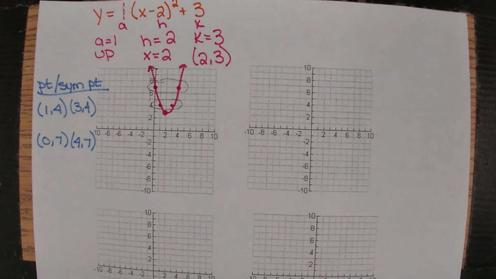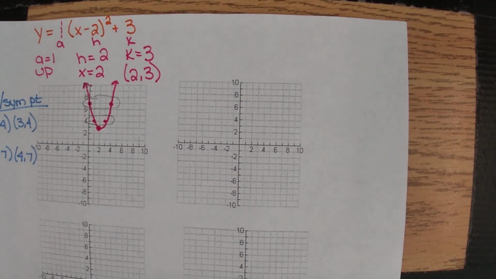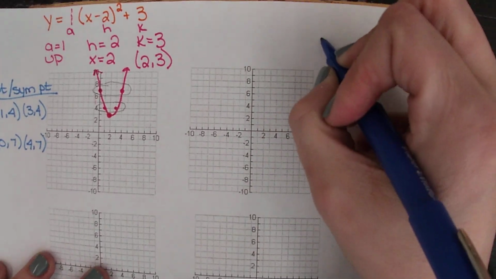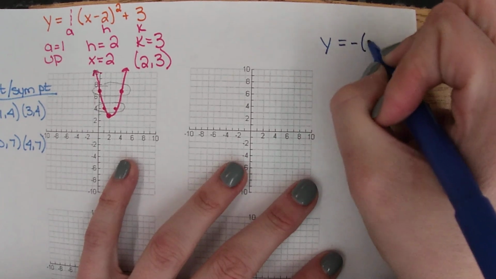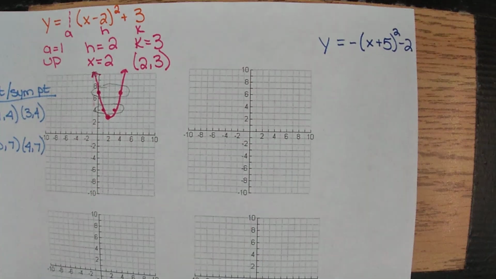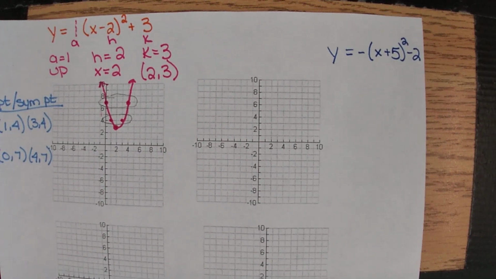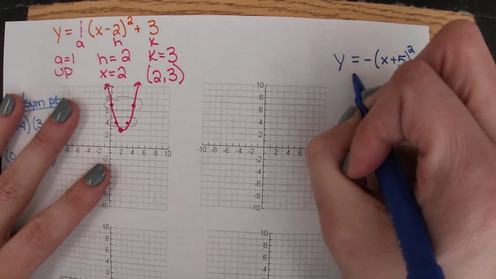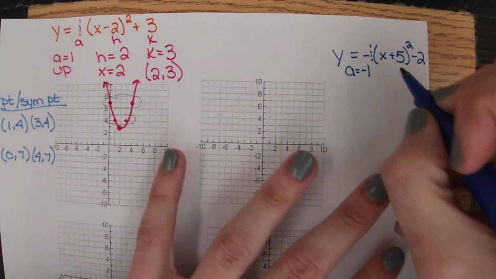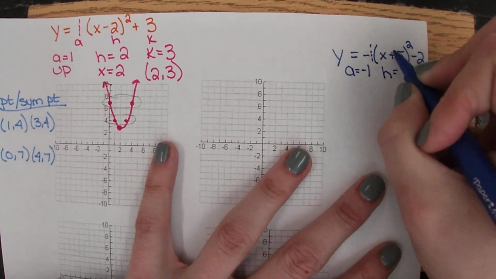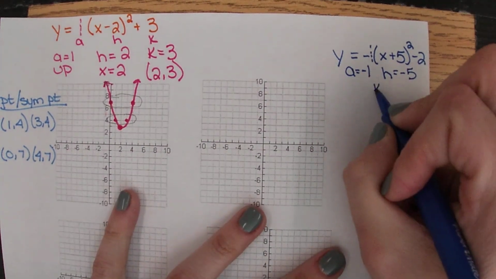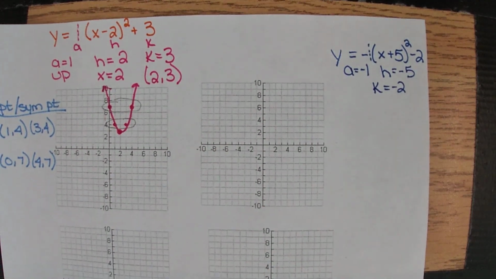So let's take a look at another one. Okay, and so we're going to see how we're doing. So let's say we wanted to graph y equals negative (x plus 5) squared minus 2. Okay, so we're going to find a, h, and k. So a equals negative 1. It's the number in front of the parentheses. H is always the opposite of what it looks like, so it's going to equal negative 5. And k is negative 2.